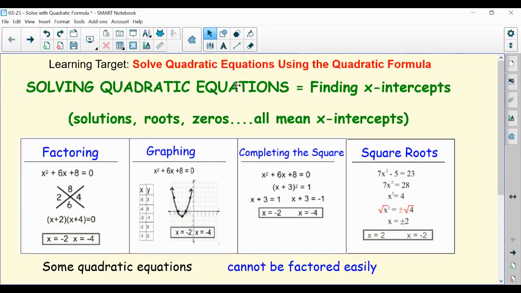Today we're going to talk about solving quadratic equations using something called the quadratic formula. Just a reminder that when we're solving quadratic equations, this means that we are finding x-intercepts.